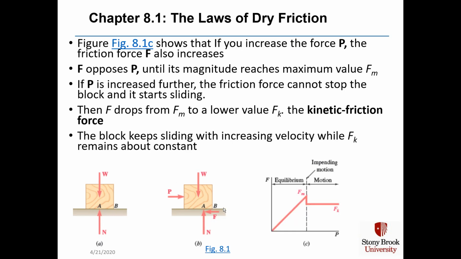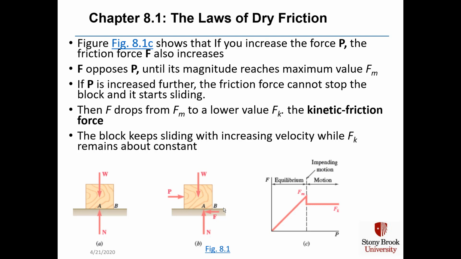Figure 8.1c in the lower right shows that if you increase that force P, the friction force F also increases. And F opposes P until the magnitude of F reaches what we call F sub m, its maximum value. If P is increased further, the friction force cannot stop the block, and it starts sliding.